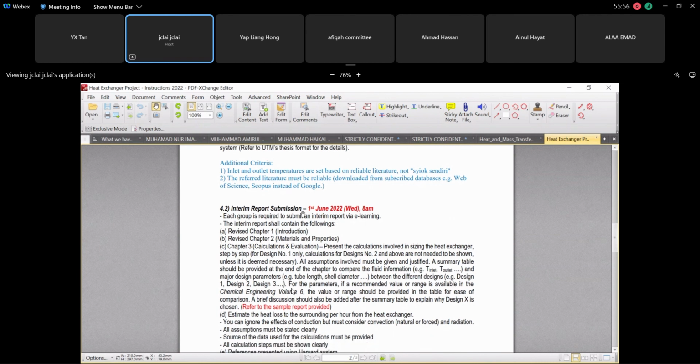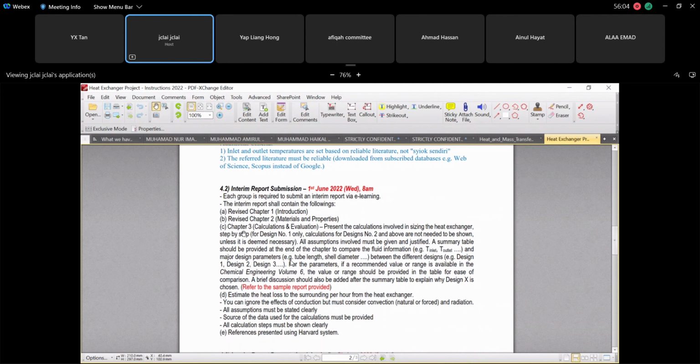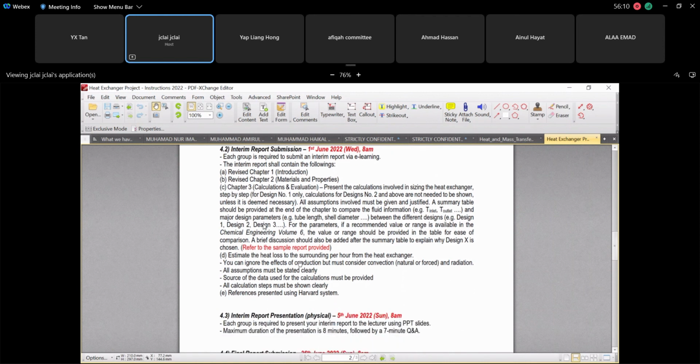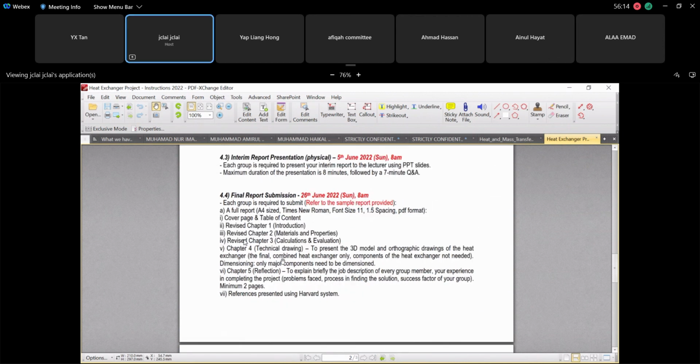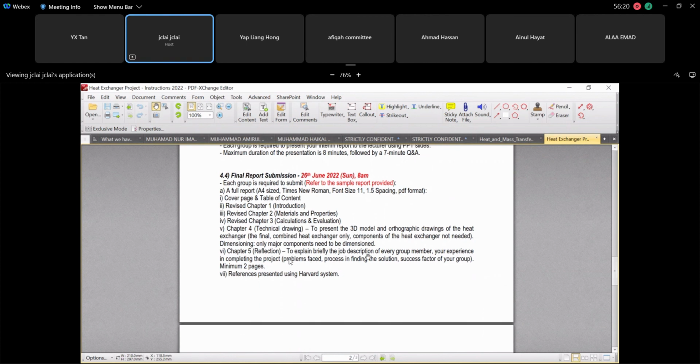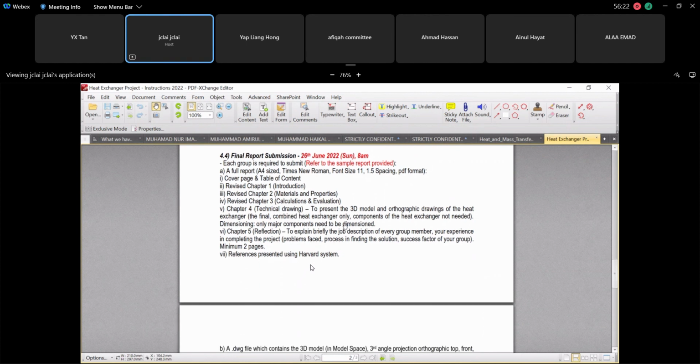On 1st of June, you need to present the interim report. You need to present the design and the calculation. Then after that, for the final, you need to submit a technical drawing as well, using AutoCAD, 3D model. You learned that already in first year. Don't tell me you don't know how to do that.